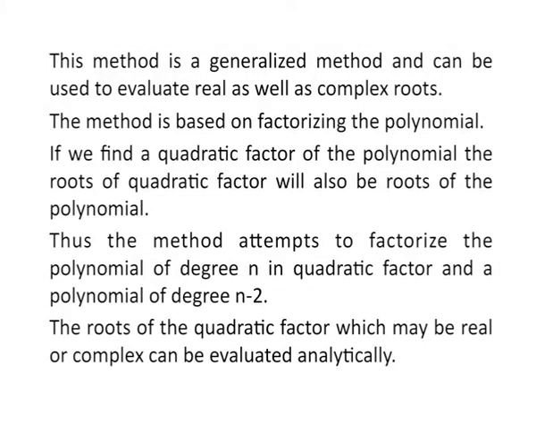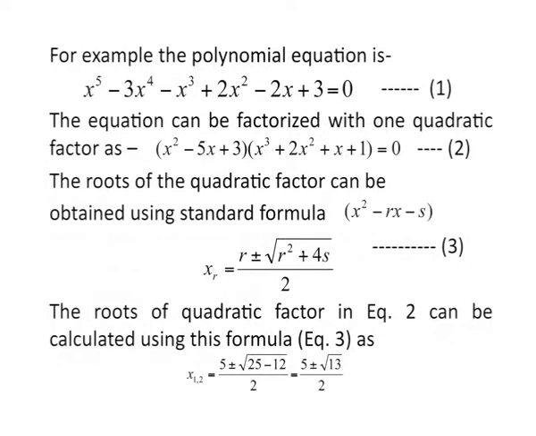In general form, if you have a polynomial of degree n, we can factorize this polynomial. One factor will be a quadratic factor which is of the form x square minus r x minus s, as you can see on your screen, and the other factor will be a polynomial of degree n minus 2. Here we give one example.